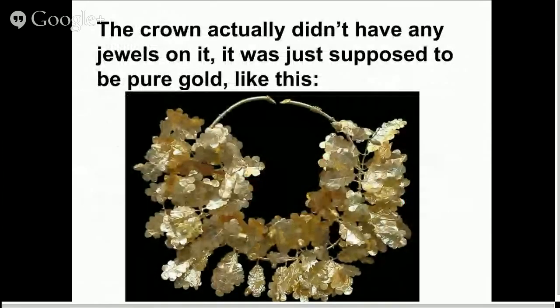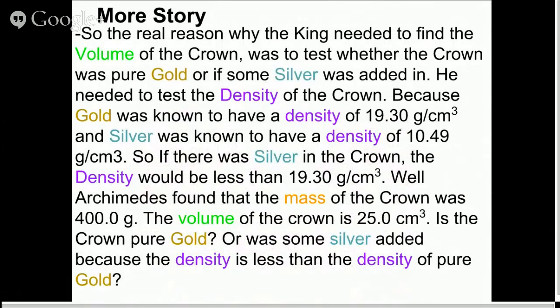Now the crown I showed you didn't actually have any jewels on it. The crown I showed you was more of a British crown. In Greece, they would have worn a crown like this. Okay, and it's supposed to be pure gold. So the king would have asked a blacksmith for pure gold. So here's the real story.